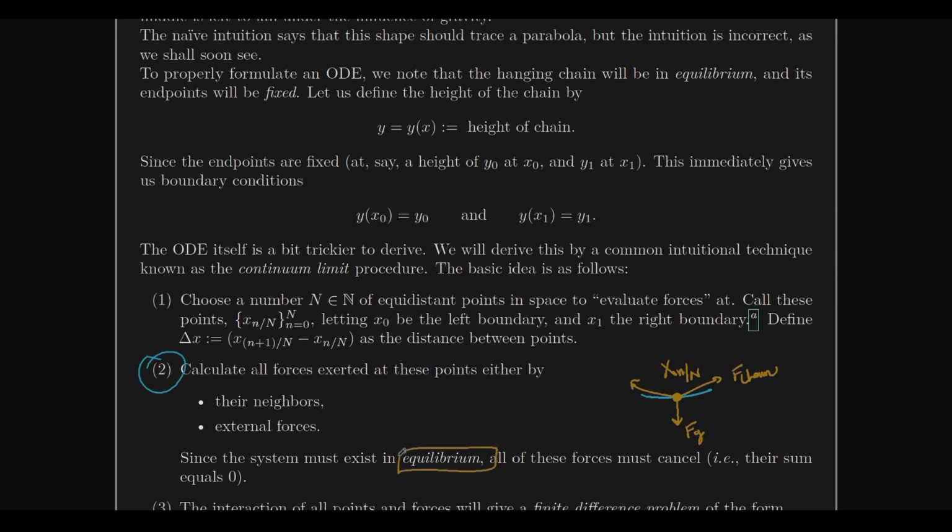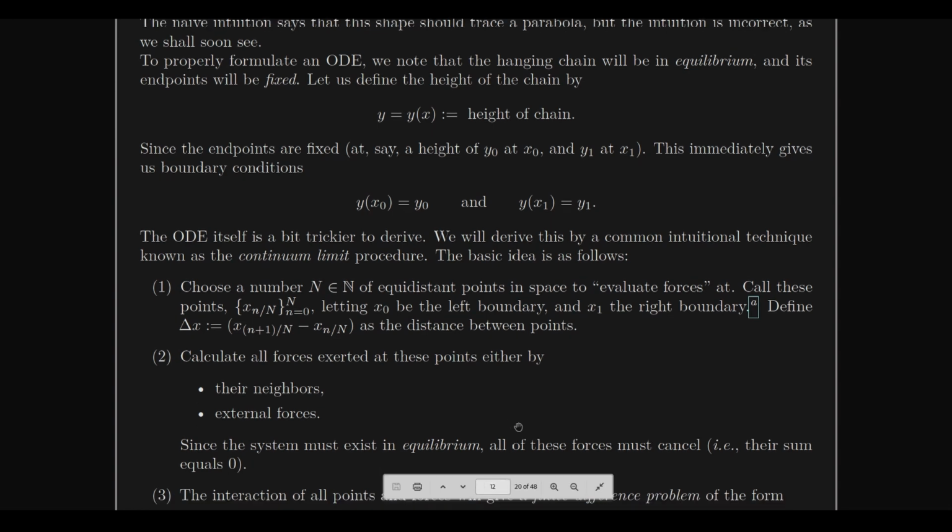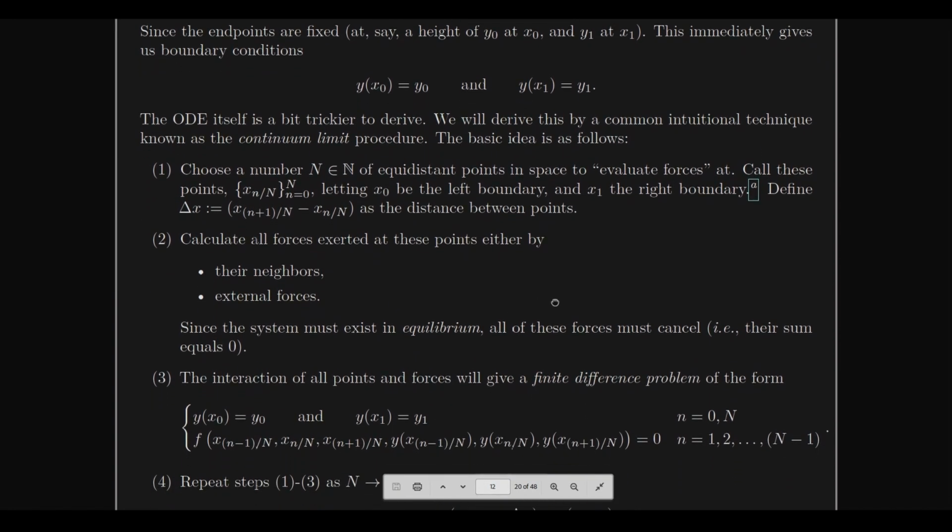Because the system exists in equilibrium, right? We're waiting until the chain falls, and then it doesn't move up, down, left, right anymore. It's going to be in equilibrium. So eventually I'm going to be calculating the force of the chain at that point, and calculating the force of gravity at that point. Now, I'm going to continue ahead in the continuum limit method before I actually calculate those for the chain.